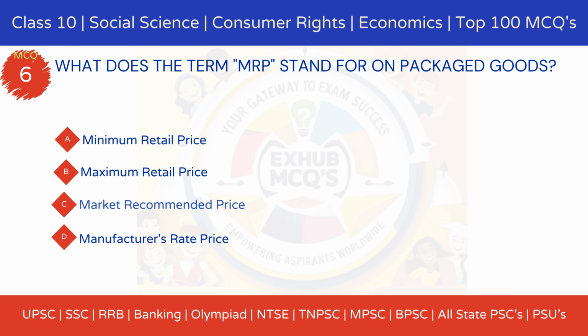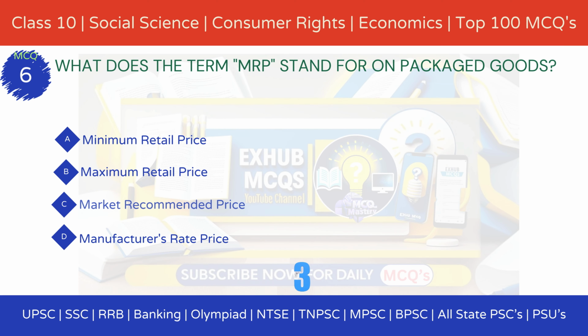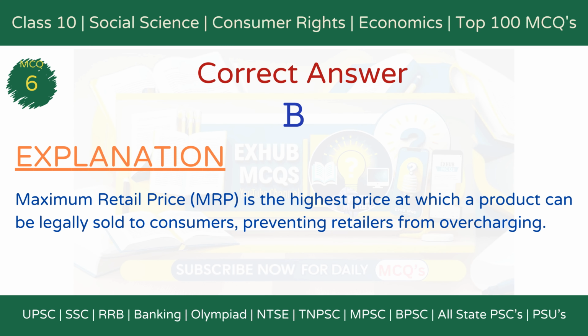MCQ 6. What does the term MRP stand for on packaged goods? Option A, minimum retail price. Option B, maximum retail price. Option C, market recommended price. Option D, manufacturer's rate price. The correct answer is option B, maximum retail price.